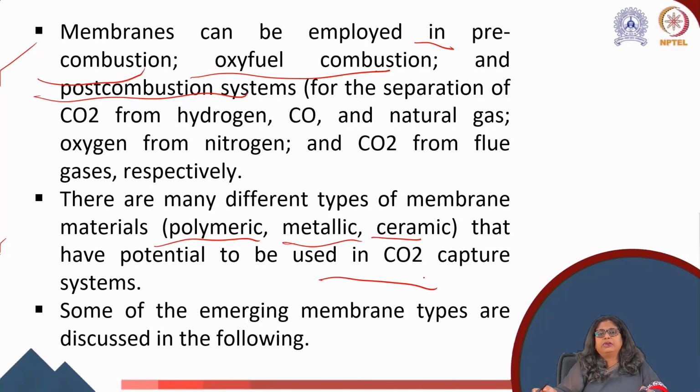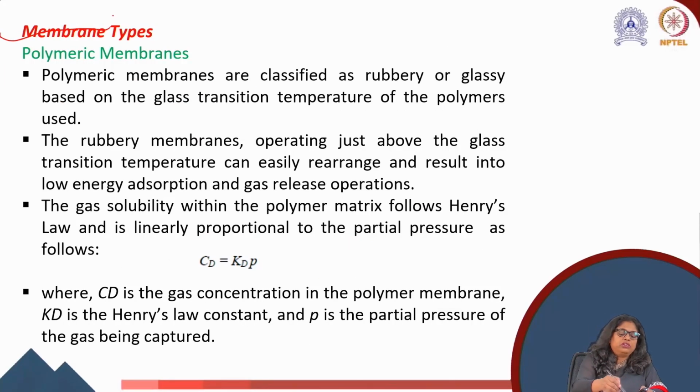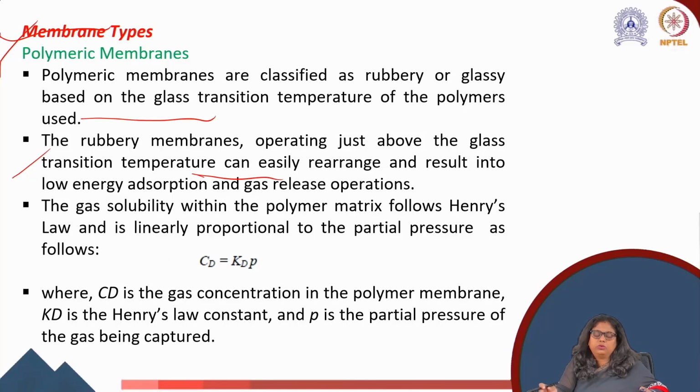Some of the emerging membrane types are discussed here. First, polymeric membranes. Polymeric membranes are classified as rubbery or glassy based on the glass transition temperature of the polymer used. The rubbery membrane operating just above the glass transition temperature can easily rearrange, resulting in low energy adsorption and gas release operation. The gas solubility within the polymer matrix follows Henry's law and is linearly proportional to the partial pressure.